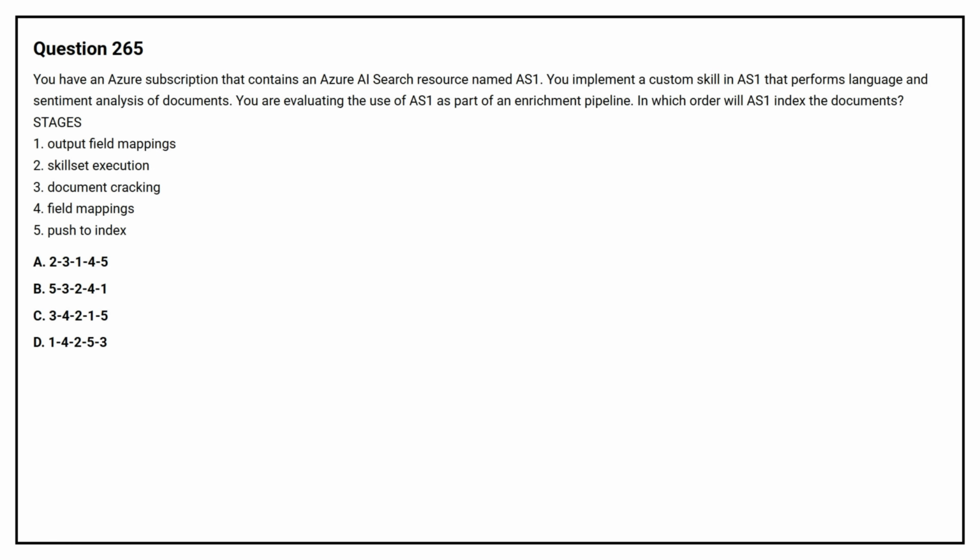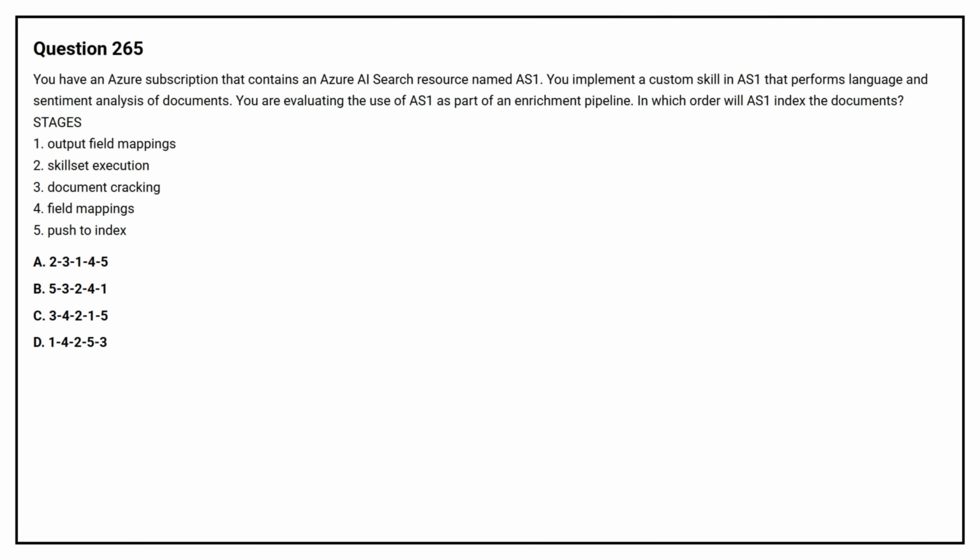Question number 265. You have an Azure subscription that contains an Azure AI Search resource named AS1. You implement a custom skill in AS1 that performs language and sentiment analysis of documents. You are evaluating the use of AS1 as part of an enrichment pipeline. In which order will AS1 index the documents? 1. Output field mappings. 2. Skill set execution. 3. Document cracking. 4. Field mappings. 5. Push to index.